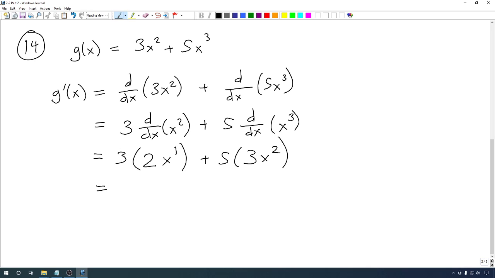And so we can now multiply these together. We have 3 times 2, that's a 6 as a multiple for x. And we also have 5 times 3, which is 15 times x squared. So the derivative of 3x squared plus 5x cubed is 6x plus 15x squared. And we didn't have to take any limits there whatsoever. A lot nicer to do it this way.